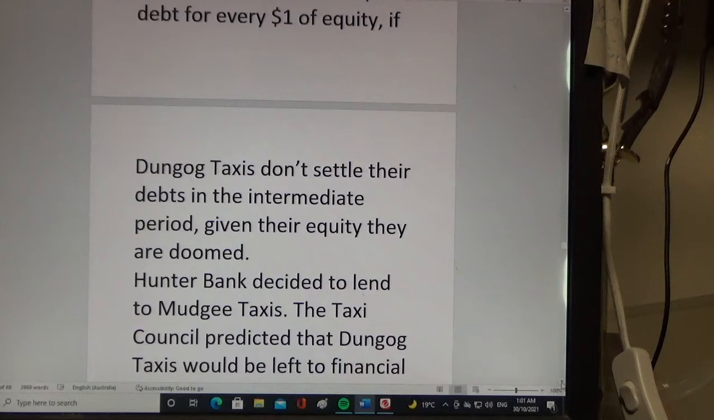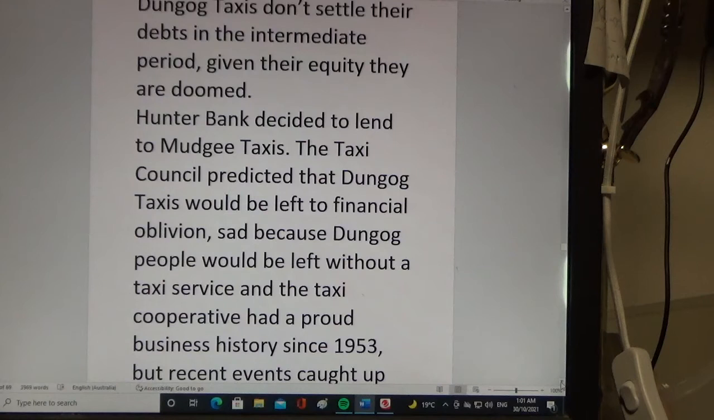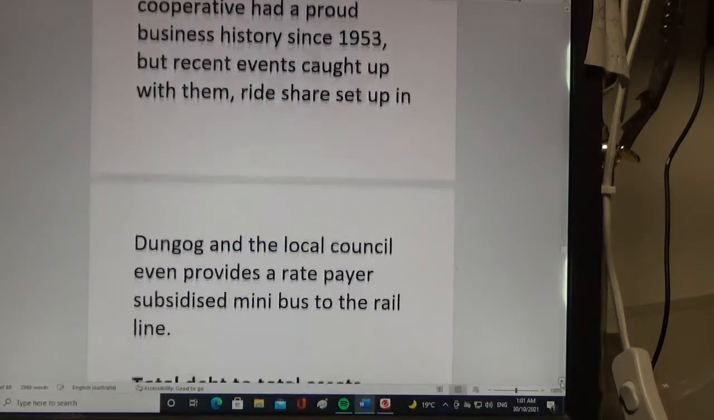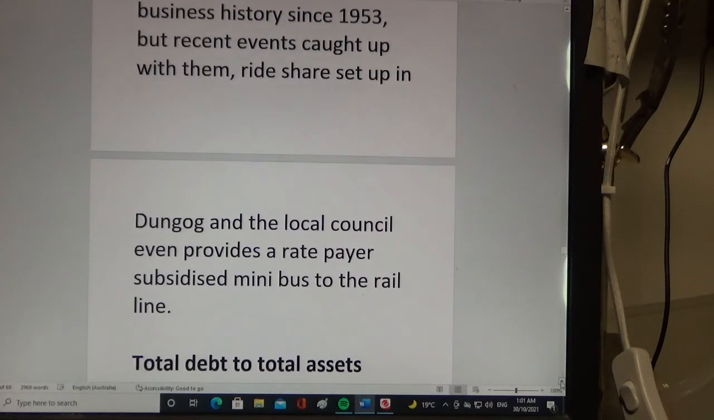And anyway, Hunter Bank decided to lend to Mudgee Taxis, which was the sensible decision. The Taxi Council predicted that Dungog Taxis would be left to financial oblivion. Sad, because Dungog people would be left without a taxi service, and the taxi cooperative had a proud business history since 1953. But recent events caught up with them. Rideshare set up in Dungog, and the local council even provides a ratepayer subsidised minibus to the North Coastline.